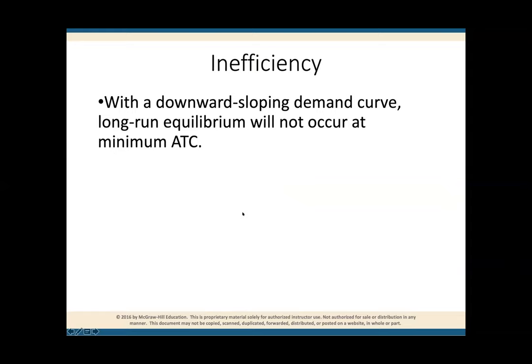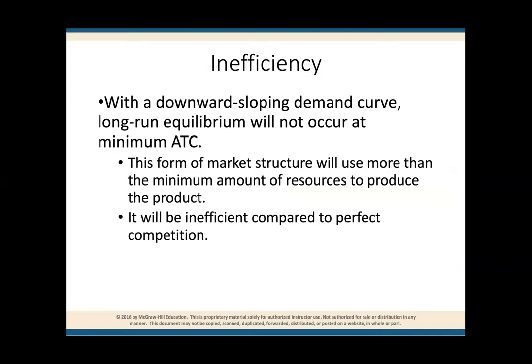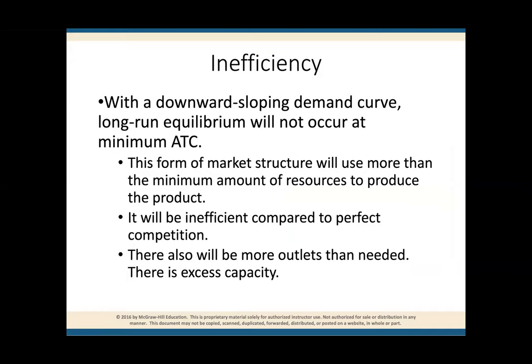So what is the complaint that we have against monopolistic competition? They're inefficient. They never produce at the lowest average total cost of production, right? They don't operate anything close to perfect competition, because perfect competition always operates at the lowest cost of production, right? And they always have more excess capacity than what we need.